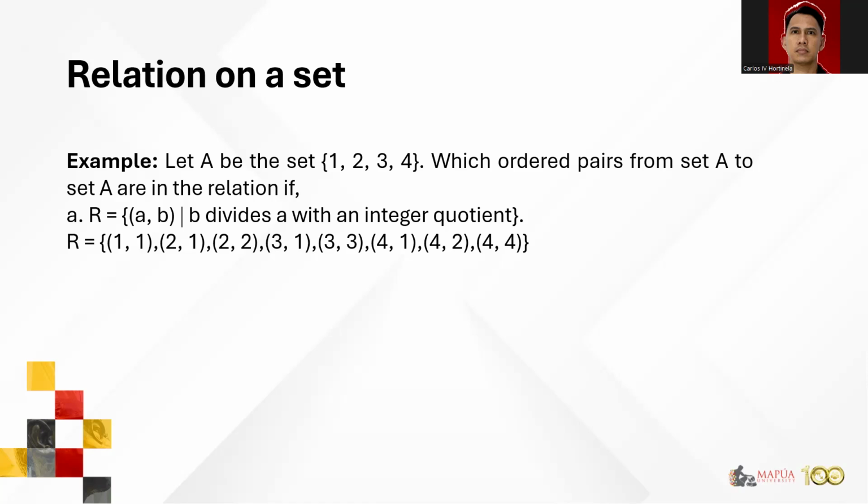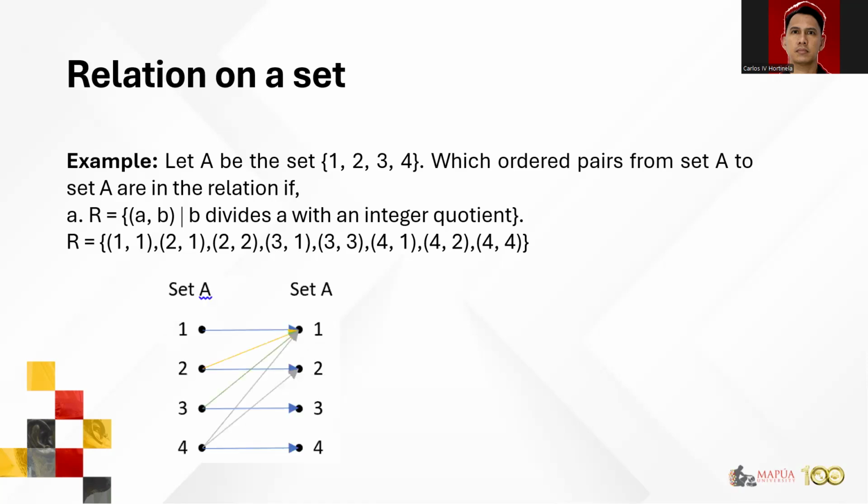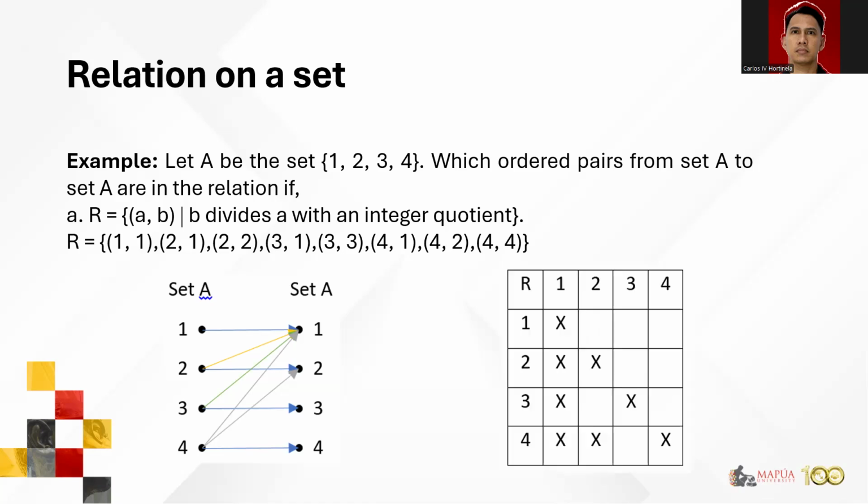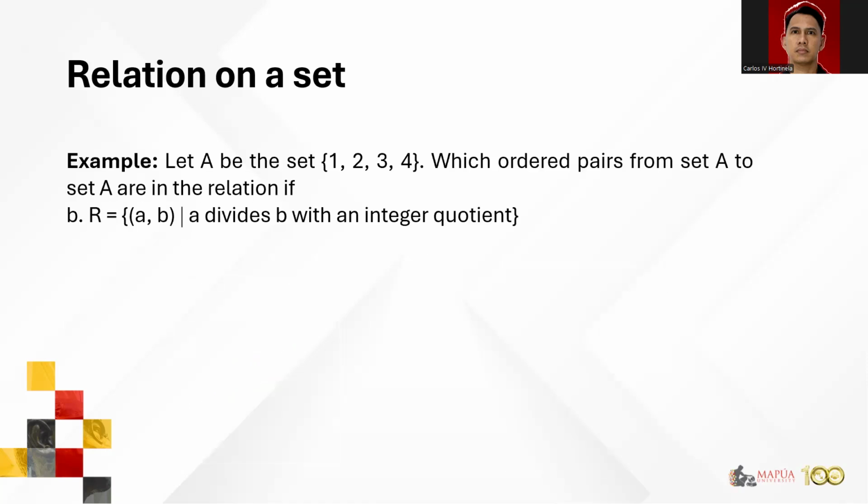And as I mentioned, we can represent that graphically like this, or you can tabulate that and represent it something like this. Okay? This is another example taken from the same set, set A, containing values 1 to 4. This time, I form an ordered pair relation wherein A divides B. So it's like B over A. I'm dividing B by A, and again, the quotient must be an integer.